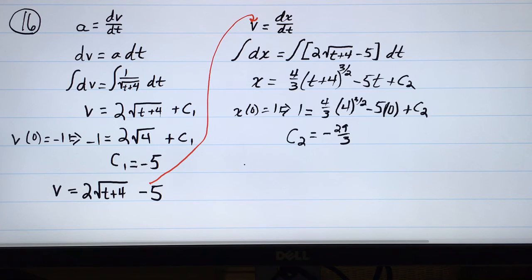So we have for the solution of the distance at any time t, we have the x of t is equal to 4/3 times the quantity of t plus 4 to the 3/2 minus 5t minus 29/3.